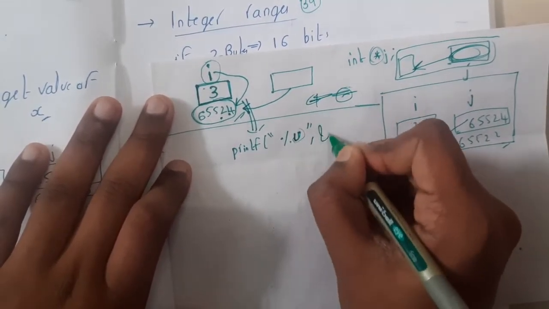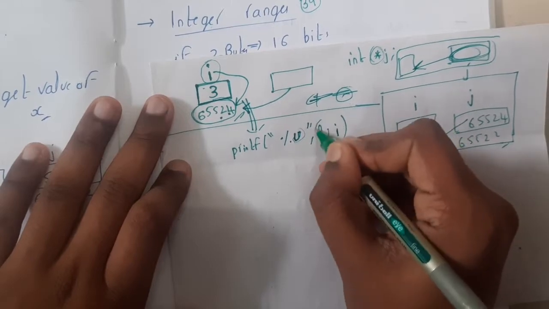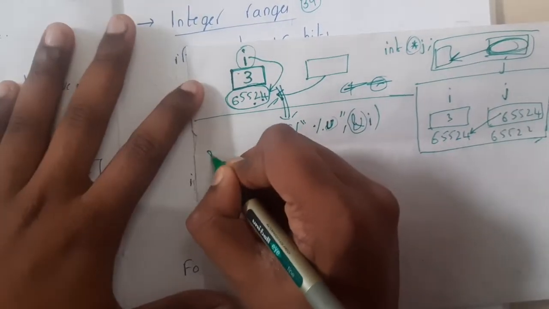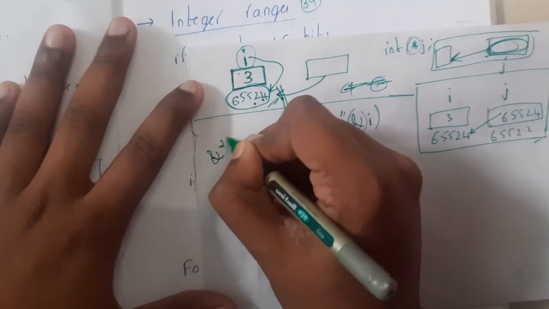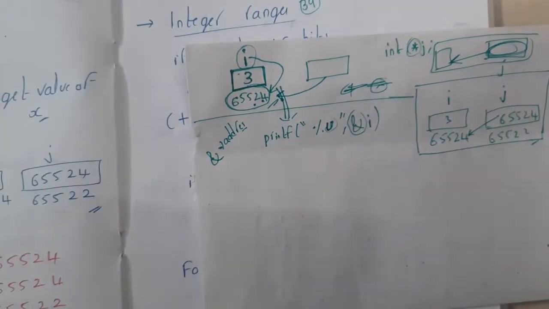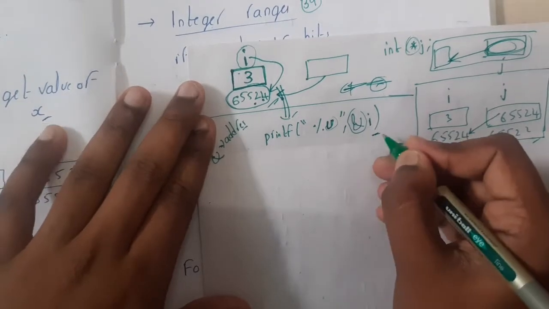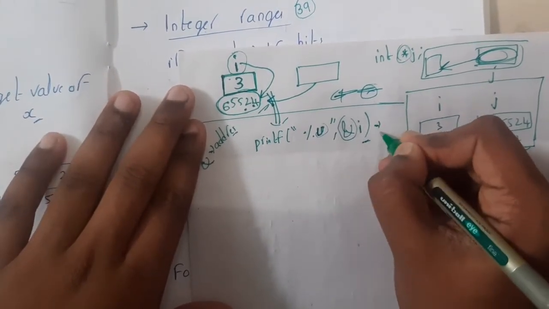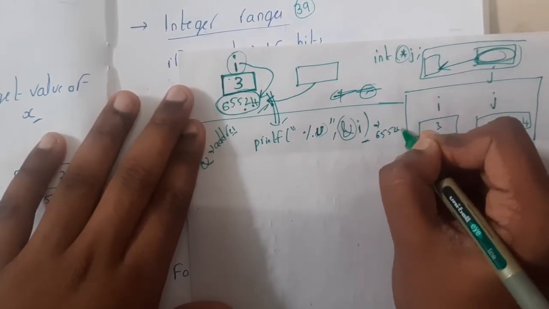So unsigned, comma, address of i. Basically this indicates the address, guys. Remember, this prints the address. Concentrate for some time, it will be easy. Now you can print the address. So what will be the output of this? It will be 65524.